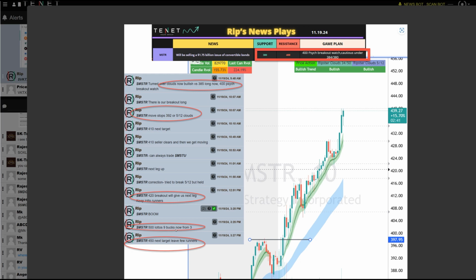The 500 calls went to $9 from $3. If you had like $300, they became $1,800. If you had $1,000, they became $3,000. And even the 550 calls went nicely. I told everybody to leave some runners there, but that was all-day guidance.